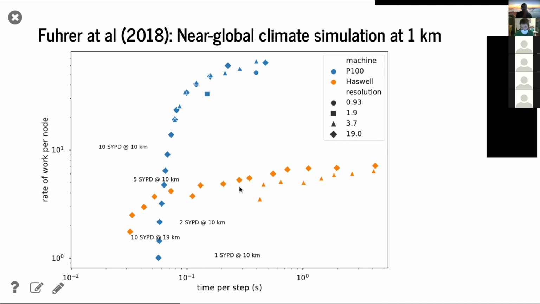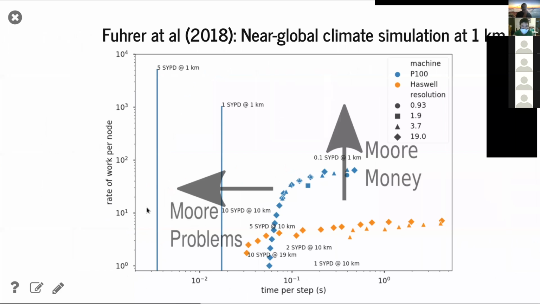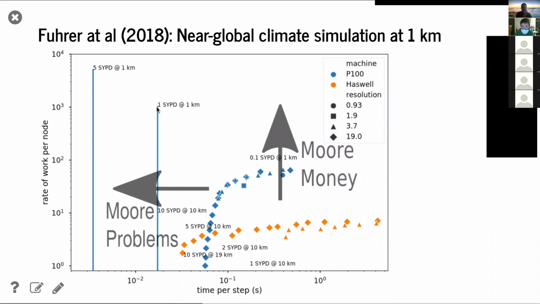Now, in this case, the CPU model was not well optimized for CPUs. Probably the CPU model can be optimized quite a bit more. Looking at other codes, that's likely a safe bet. But we've got a bunch of representative points: at a given resolution, how fast do you have to go, and what throughput do you need? And so you can look at those points. If we zoom out a little bit, we can see the target resolutions, 1 simulated year per day or 5 simulated years per day.